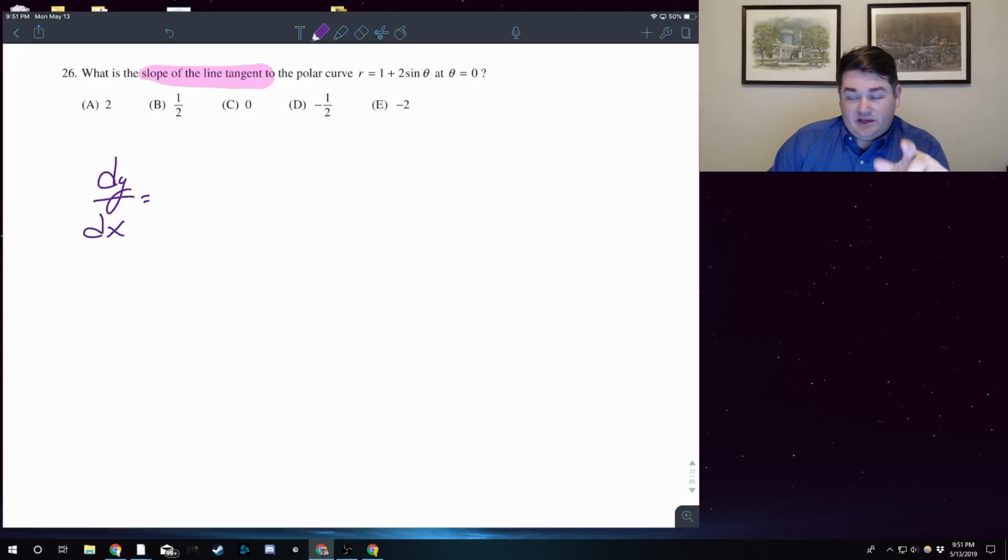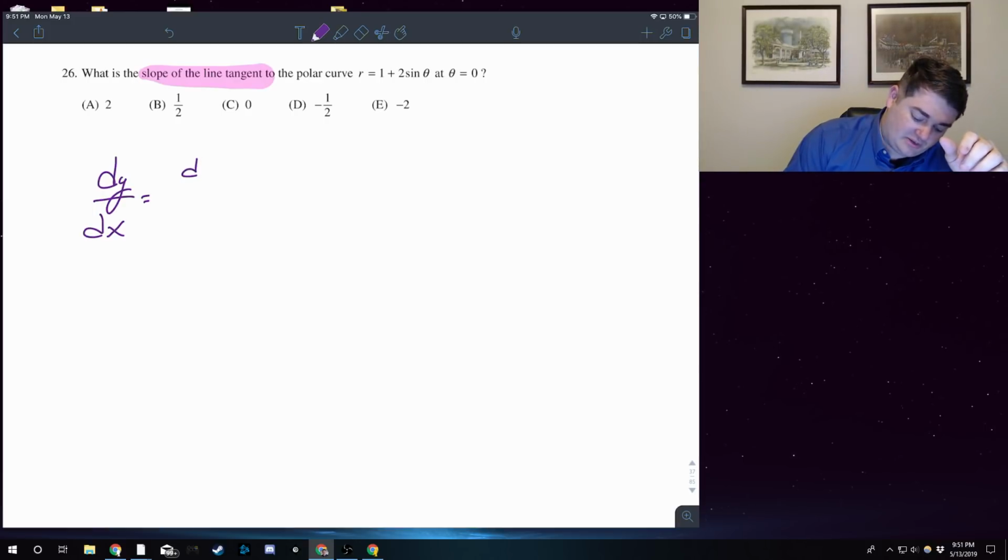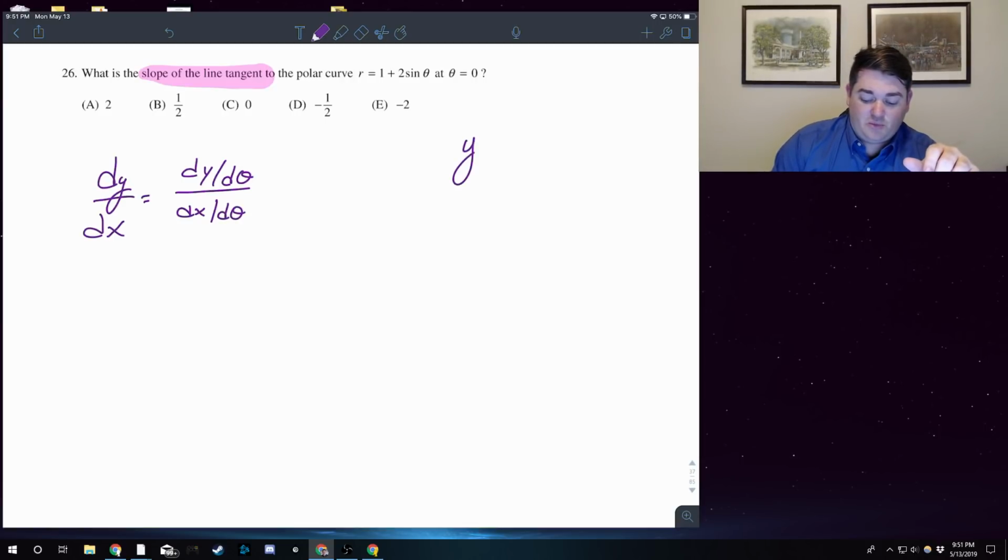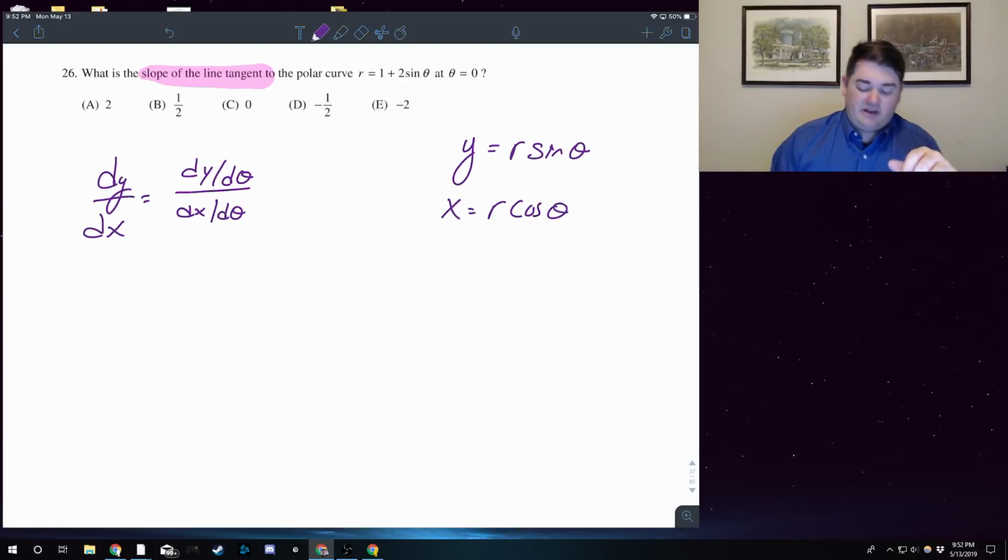Polar dy/dx. There's a formula. You can memorize it if you want to, but it's the night before the exam. So if you don't have it memorized, this is not the time to go memorizing it. You should figure out how to solve it. So dy/dx equals dy/dθ over dx/dθ, just like in parametric. But you got to remember y is r sin θ, x is r cos θ, and to find those derivatives, you have to use the product rule.